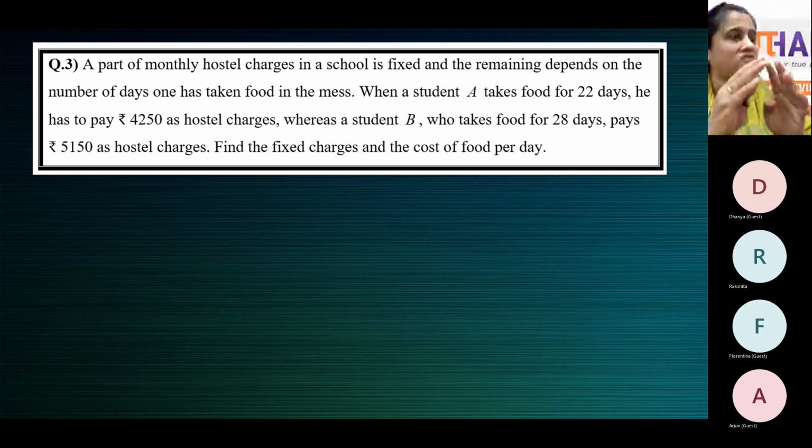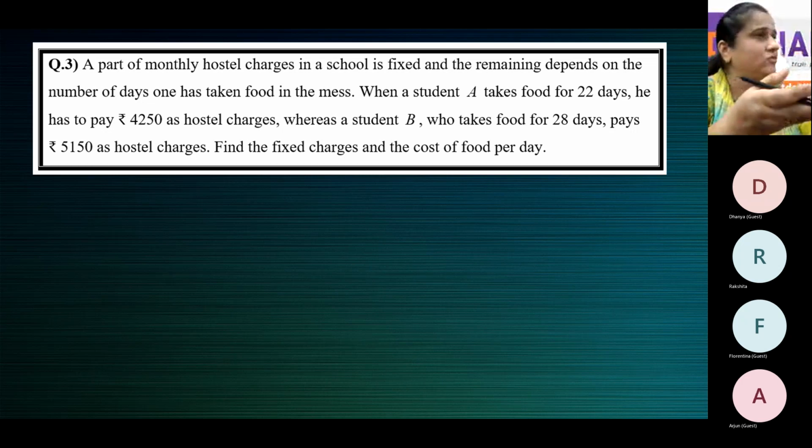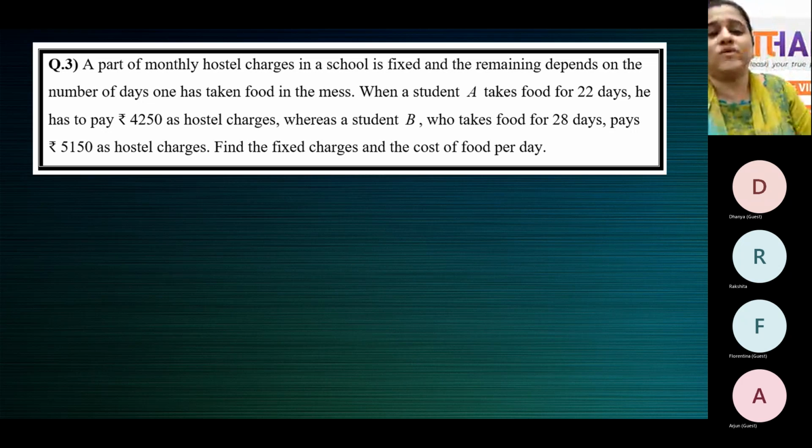So here hostel charges are the fixed cost, because you're using the hostel. Fixed cost plus the variable cost, which here is the mess charges. Mess is the place where you take food. So when a student A takes food for 22 days, he has to pay rupees 4,250 as hostel charges, whereas a student B who takes food for 28 days pays 5150 as hostel charges. Find the fixed charges and the cost of the food per day.